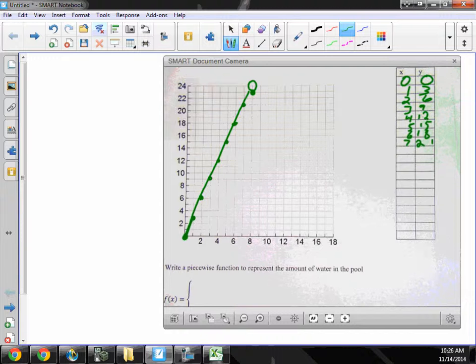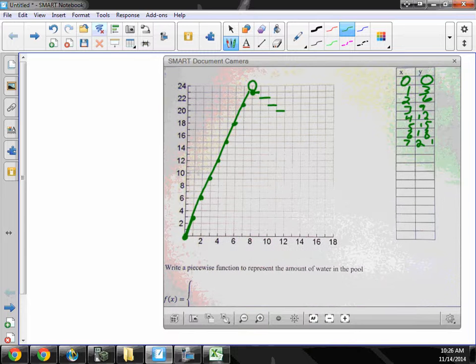What happens every minute after that first scoop? It goes down by 1. Is it going to go down 1 at a time, or is it going to go down continuously? 1 at a time. So this is going to go over and then drop straight down, and then drop straight down, and then drop straight down. Does that make sense?